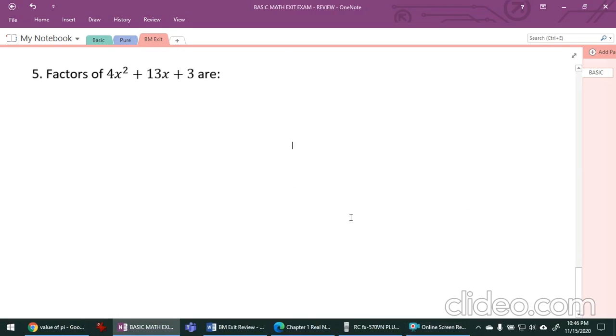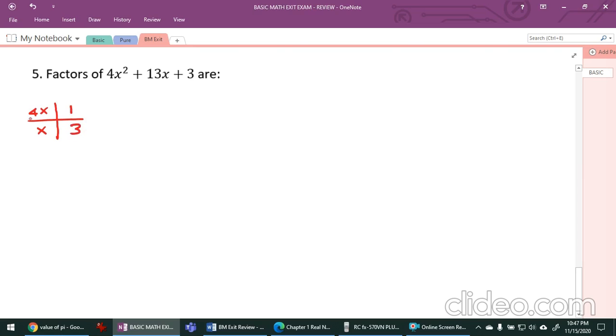Question number 5 is, find the factors of 4x square plus 13x plus 3. Here, first you have to see that the number here is not 1. So we are using this method of putting a plus. Now, how do you get 4x square? 4x into x is 4x square. Now, how can you get 3? Number 3 means 1 into 3.